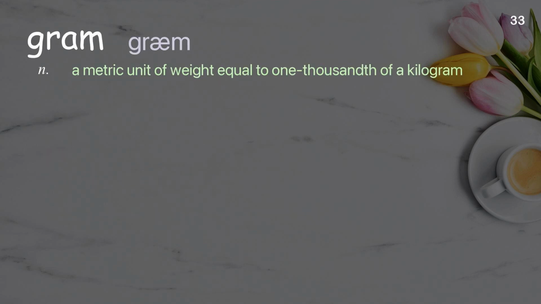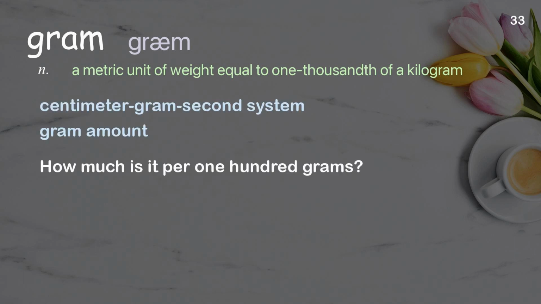Gram. A metric unit of weight equal to 1/1000th of a kilogram. Examples: Centimeter gram second system. Gram amount. How much is it per 100 grams?